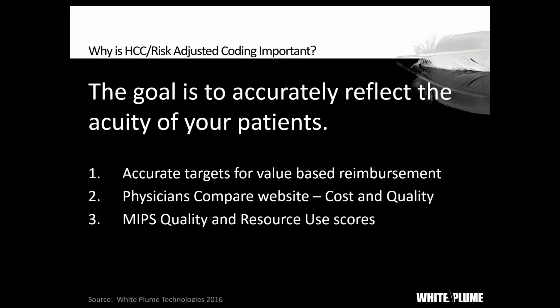Number 3, we talked about this a lot last week. 60% of your MIPS score is tied to quality and resource use, quality and cost. And those scores are going to be risk adjusted. So we want to make sure that you're not setting an artificially high target just because you haven't shown how sick your patients are. We need to make sure that we get that right.